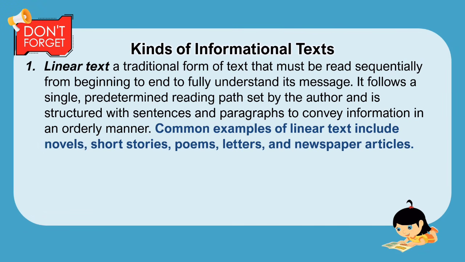Let's continue today's lesson by taking down notes of the kinds of informational texts. We have number 1, linear text, a traditional form of text that must be read sequentially from beginning to end to fully understand its message. It follows a single predetermined reading path set by the author and is structured with sentences and paragraphs to convey information in an orderly manner. Common examples of linear text include novels, short stories, poems, letters, and newspaper articles.